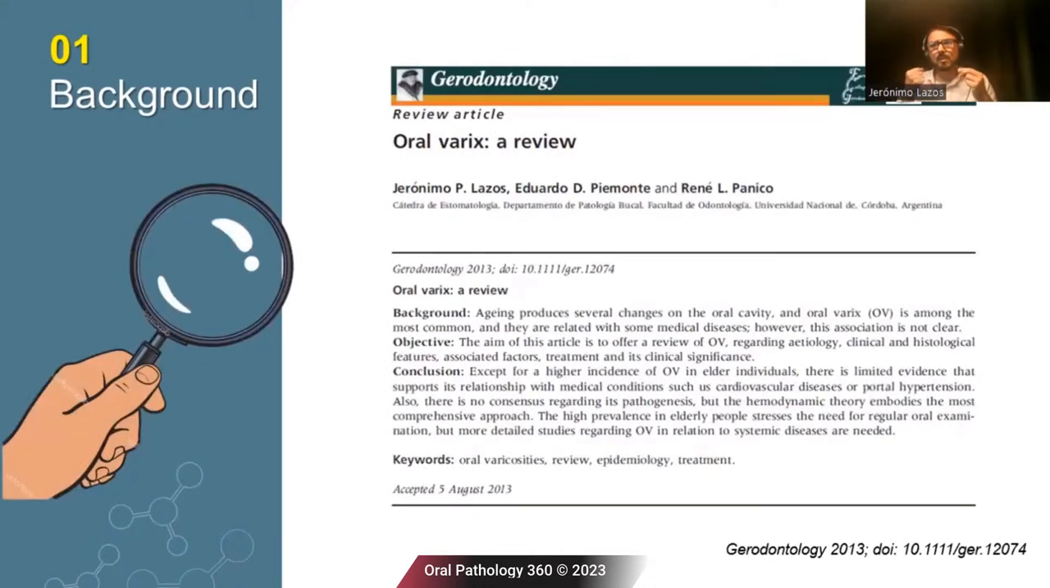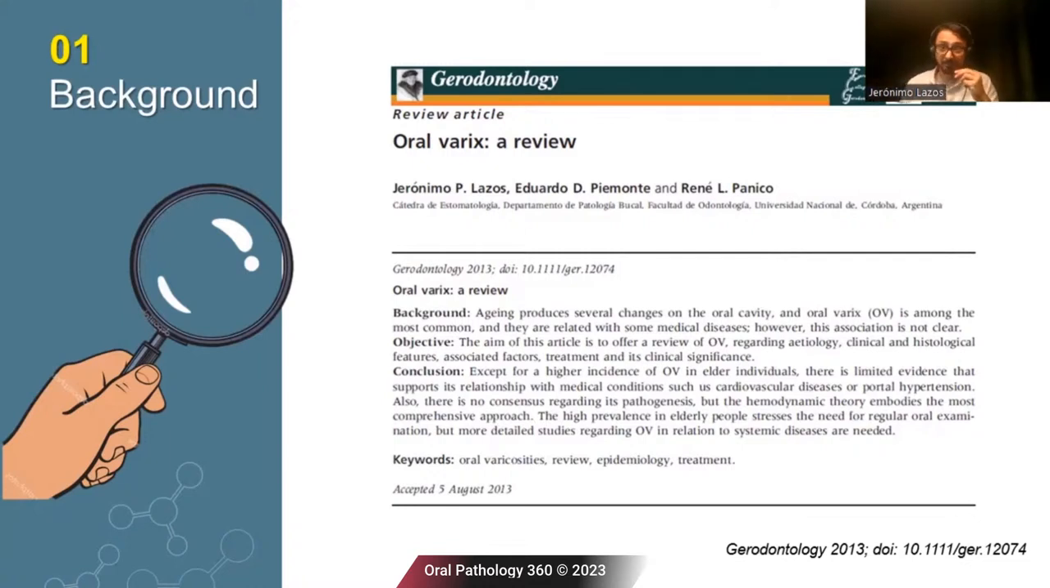So, when we read this, we were curious. So we decided to delve deeper into the subject by doing a narrative review on the topic. Besides the apparent obvious conclusion that OB incidence rises with age, as of 2013, the evidence supporting a relationship between OB and medical conditions was limited and somewhat inconclusive.